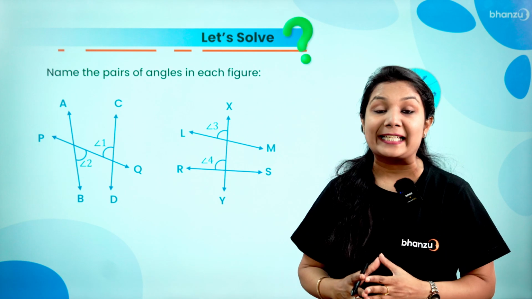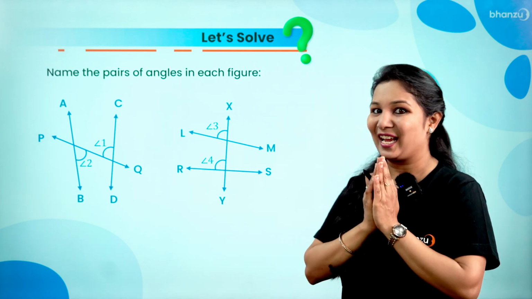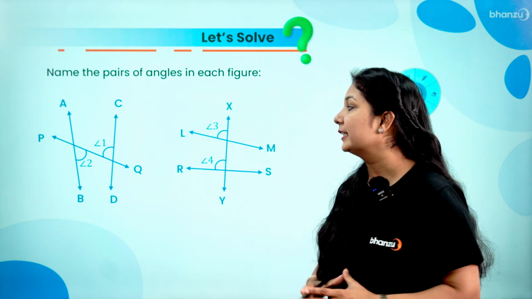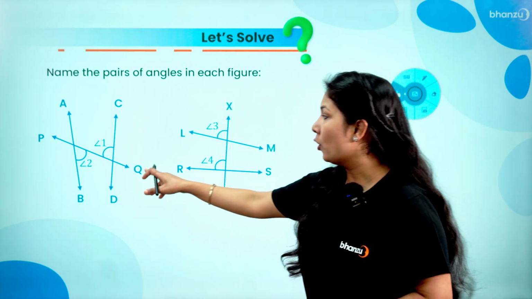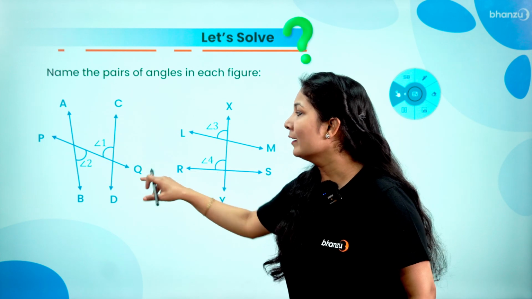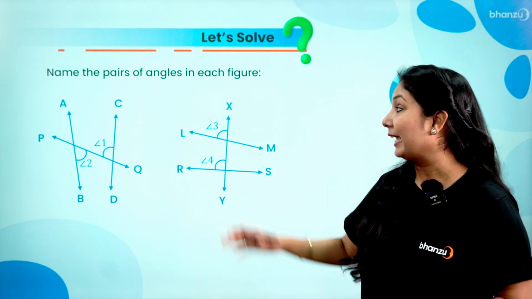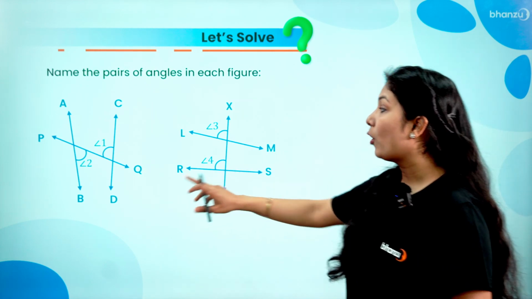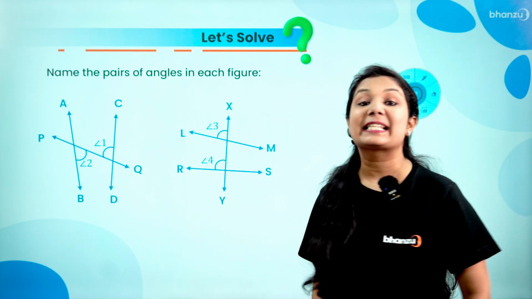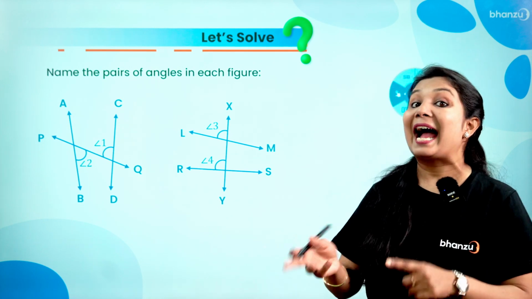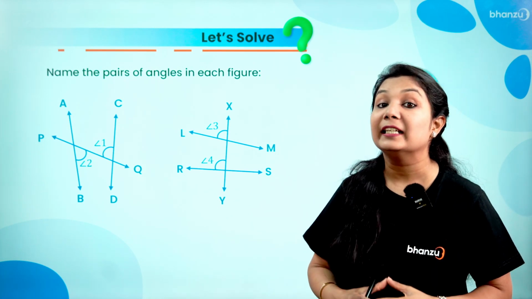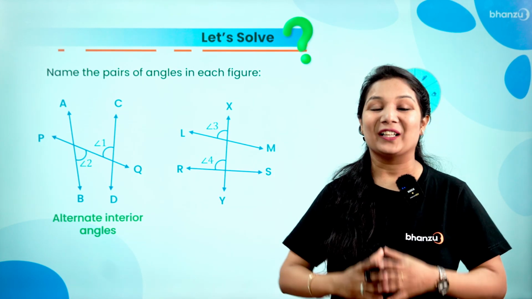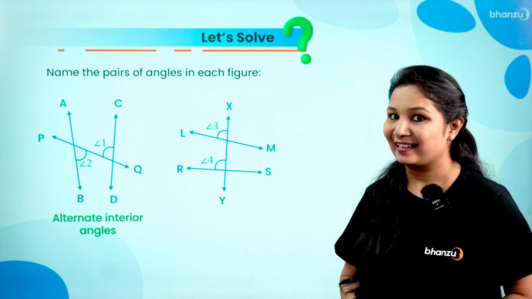Yes. So, moving ahead, we have now a question for you. Till now everybody is clear about what all different types of angles we have discussed. So, let's move ahead to a question. Name the pairs of angles in each figure. Here PQ is the transversal, right? And the two lines AB and CD are being cut by it. But they are forming the angles on different sides of the transversal and they are in the interior part. So, what are we going to call them? Yes, we are going to call them alternate interior angles.